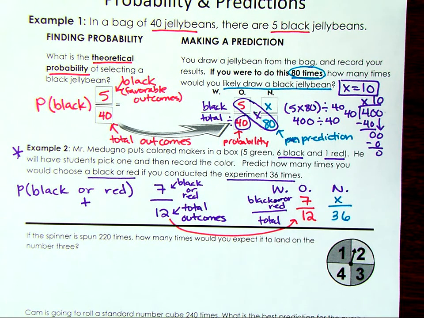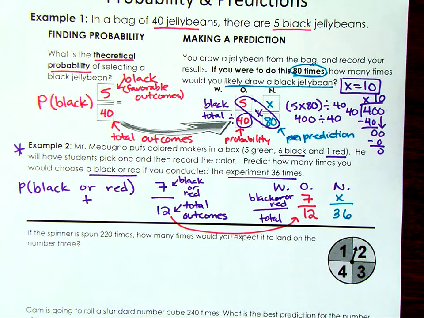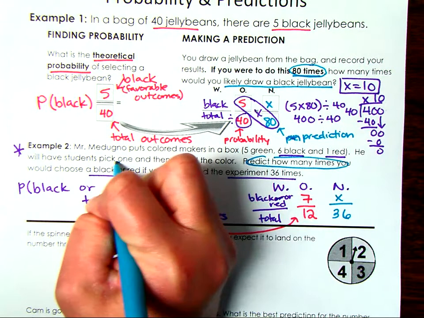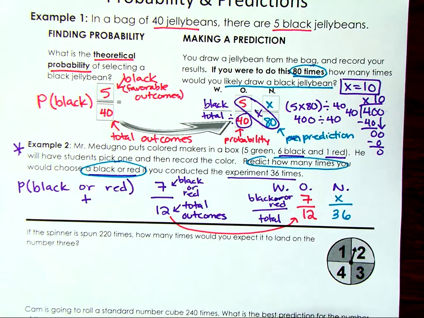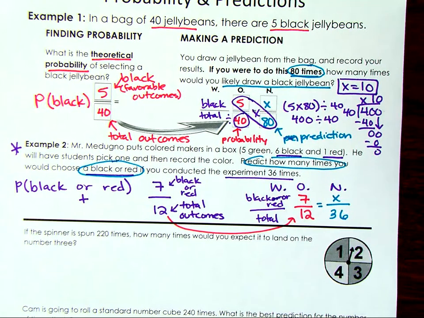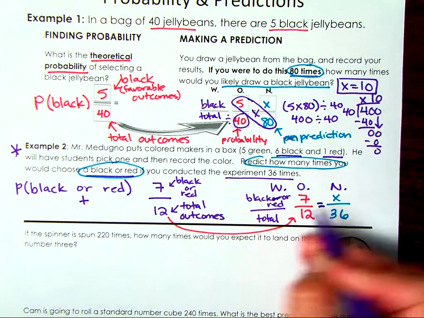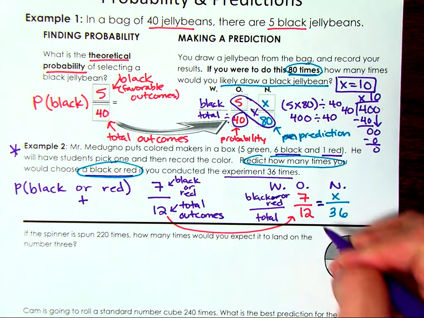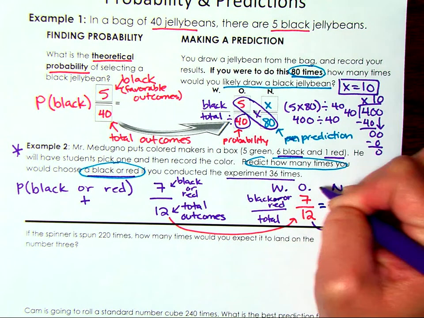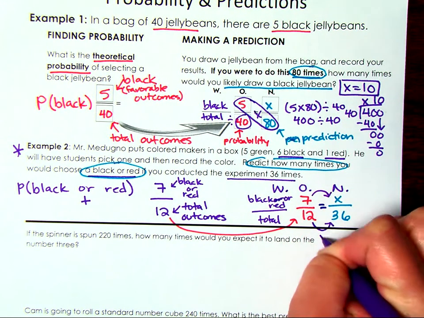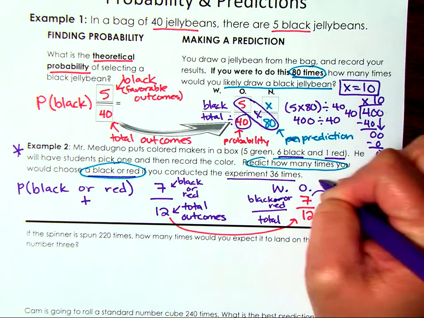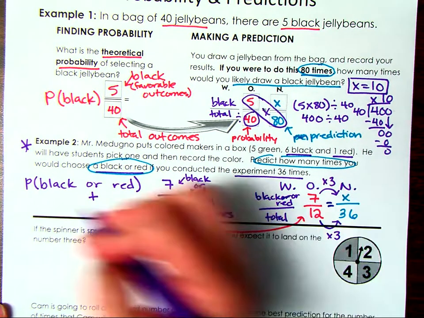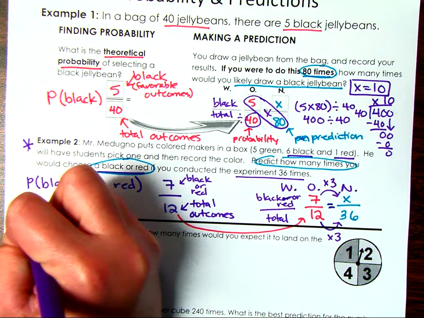That's why we're showing you guys how to work with these proportion tables, because it really helps you see it. And project how many times you would choose black or red. That's your unknown. We're going to set those equal to each other. And here again, we could do 7 times 36 divided by 12. Or you might see, we know both numbers on the left. And from 12 to 36, we have a scale factor of times 3. So what I do to the bottom left to right, I do to the top left to right. So my answer would be 21.